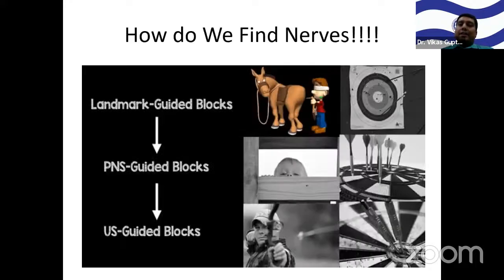So there are three techniques by which we can give nerve blocks. First is landmark guided blocks, second is nerve stimulator guided blocks, and third is USG guided blocks. See, in landmark guided blocks, we are almost blind. In that diagram, you can see that whether the target will be hit or not is not sure. In nerve stimulator guided blocks, sometimes we can hit properly and sometimes we can't. But with USG, we can hit precisely, and we can give precise blocks.